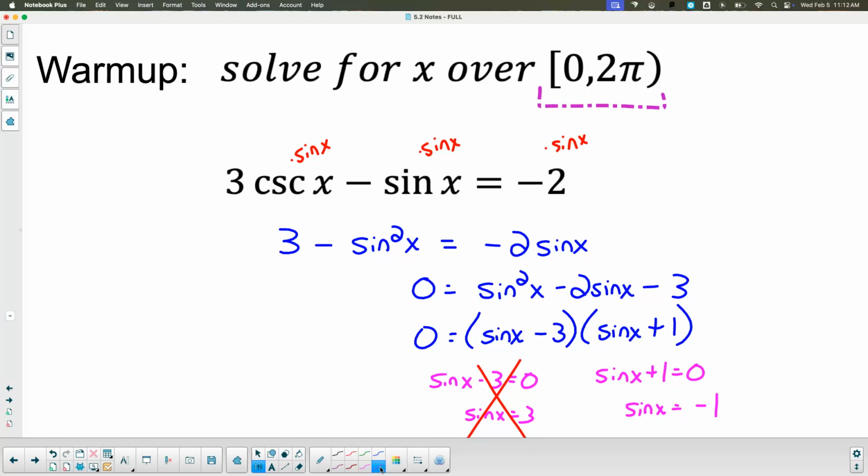So on Tuesday's test, Mr. Schmeling and I and Mrs. Hill, if we see 2 pi as an answer, you will get no credit for any of that problem. It's automatic, however many points that problem is worth. If we see it, we're not even going to correct it. Okay? With me? All right.